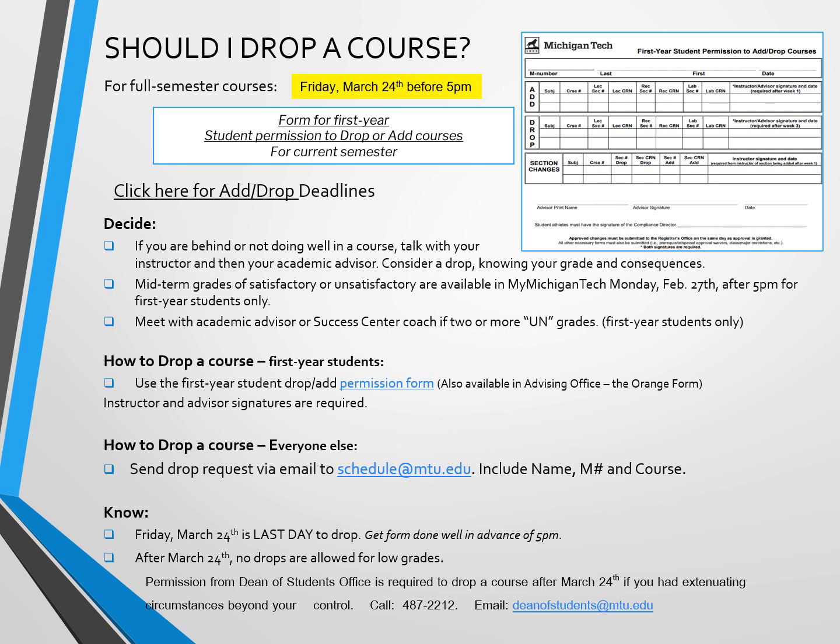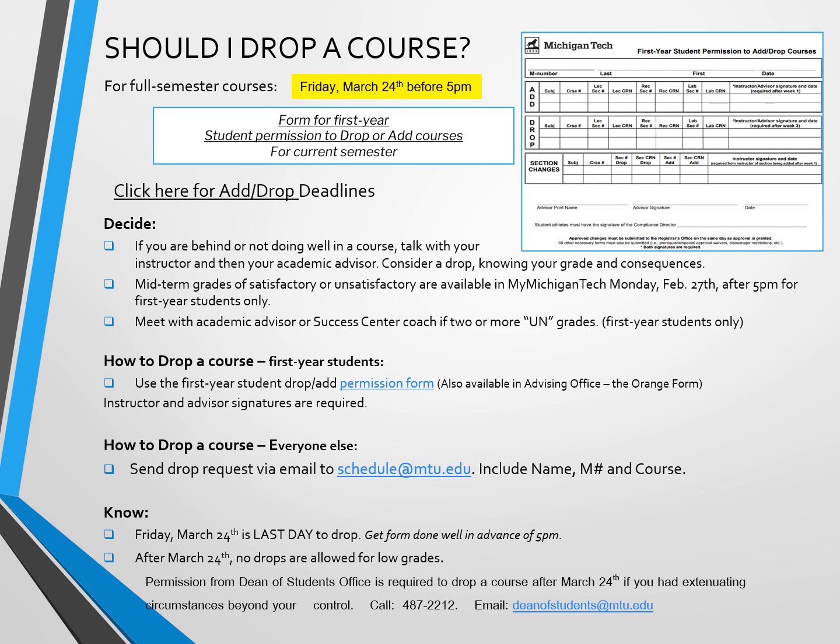It is very important to understand how each of your courses is graded and what your grade is so far. First-year students will review your midterm grades in your My Michigan Tech after February 27th. If you decide to drop a course, and you're a first-year student, use the first-year student permission form, which is available in the advising office and on the registrar's office webpage under Forms.